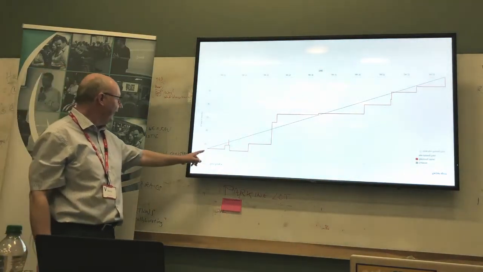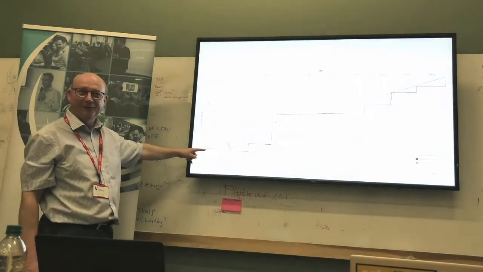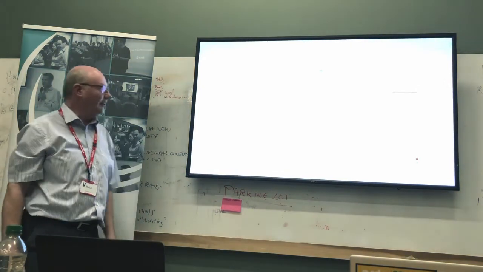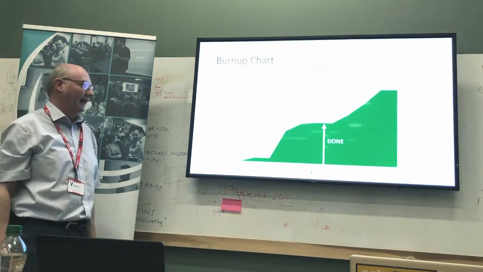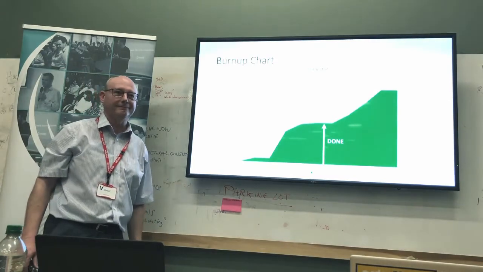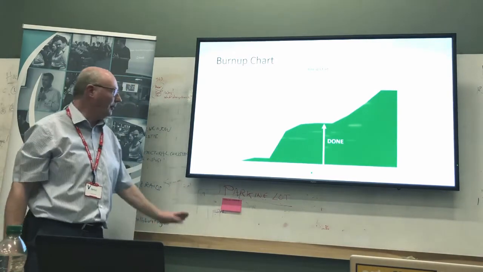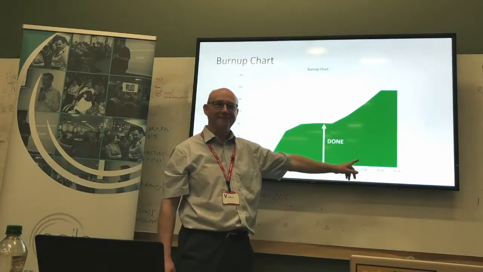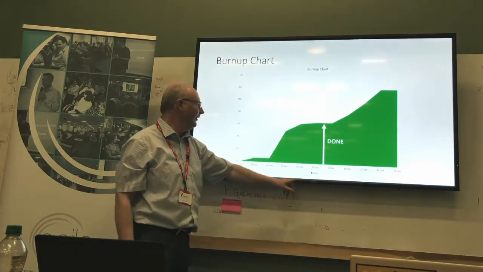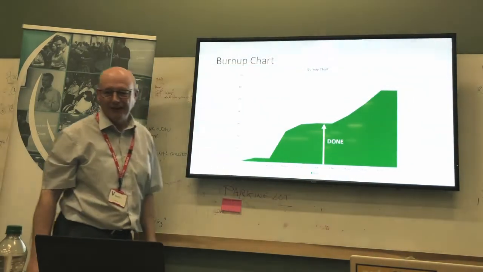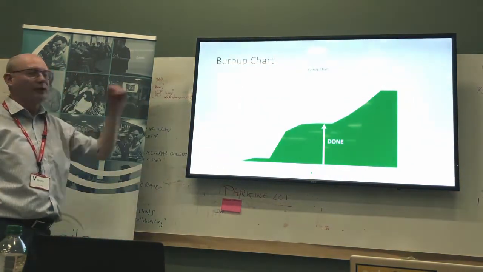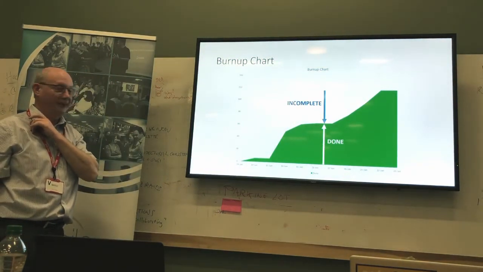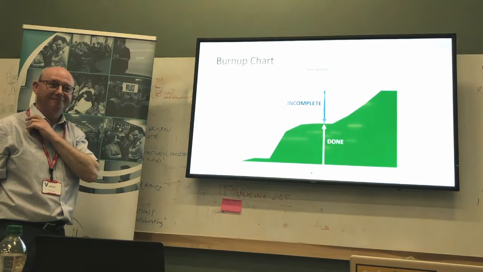Sadly the line isn't quite at the bottom, but let's not worry about that for now. Let's plot that in a slightly different way, and we'll make it look like that. That's the same chart, but it's been plotted with this nice green for done. Green is good, right? So we'll plot done in green. So that's the amount of stuff we've got done. But what does this not show us? Work in progress. It doesn't show us what we haven't done.